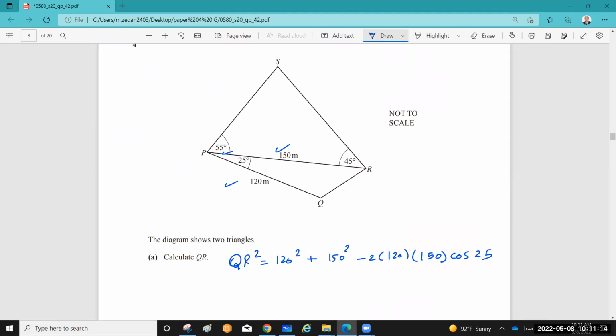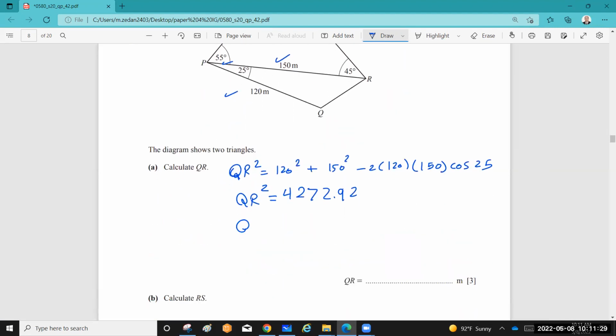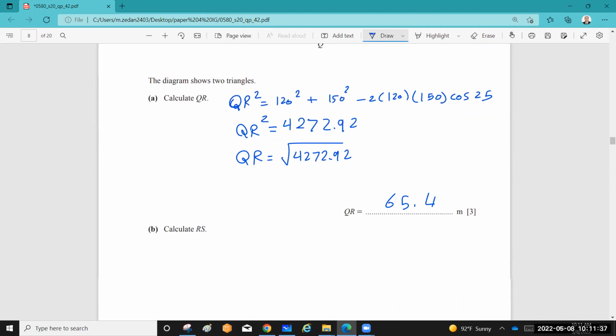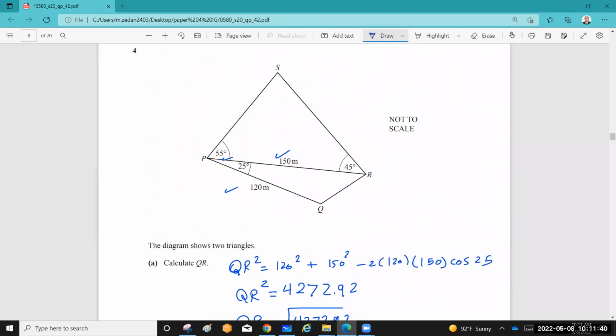So this value is about 4,272.92, and QR itself is the square root of this value, 4,272.92, which gives you about 65.4. Okay. Calculate RS. As you see, RS here is the side of the upper triangle. This triangle has two angles and one side, 150. The angle S is 180 minus the sum of 45 and 55, so the angle S is 80.